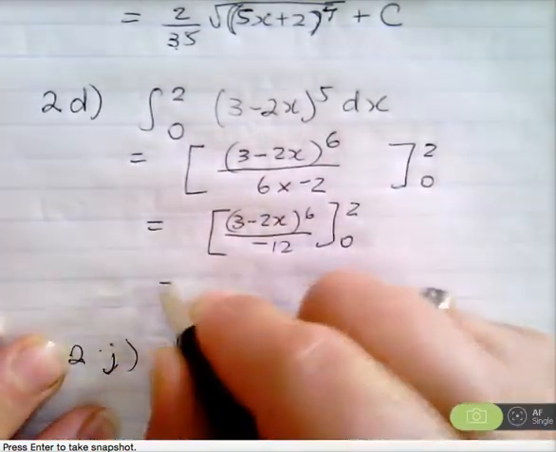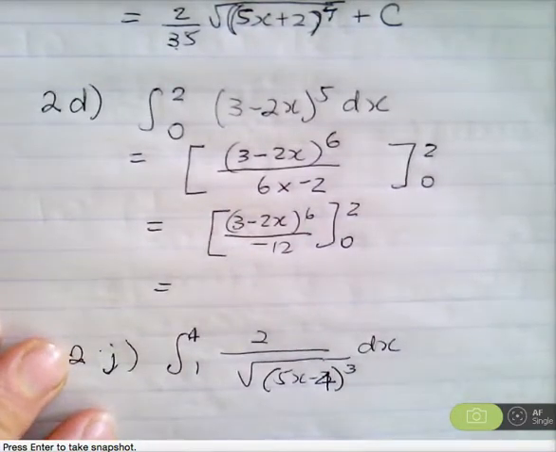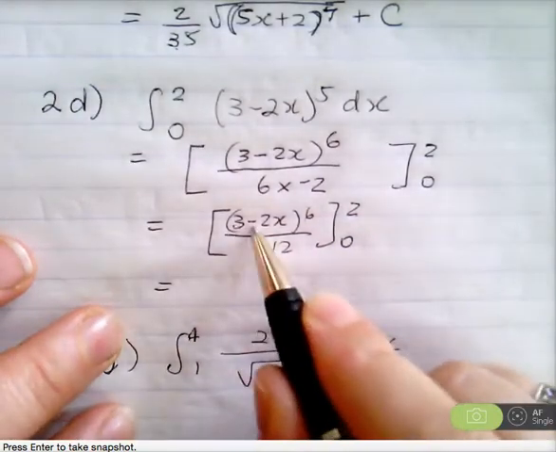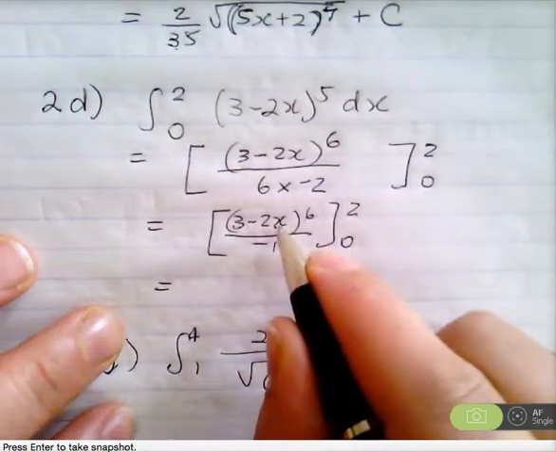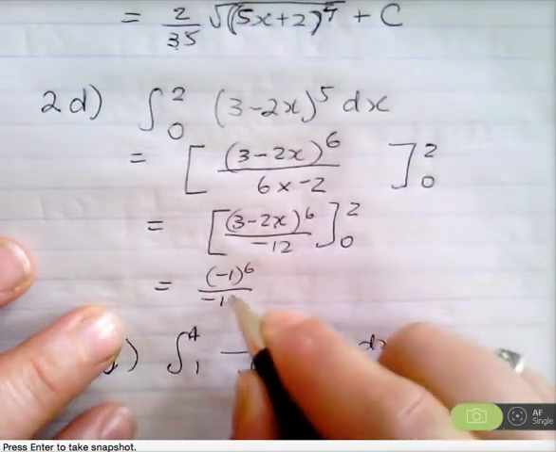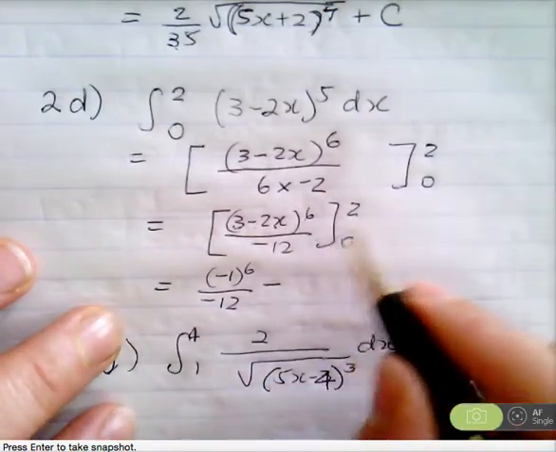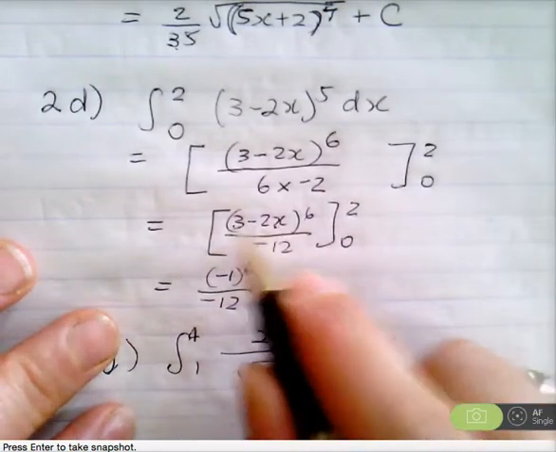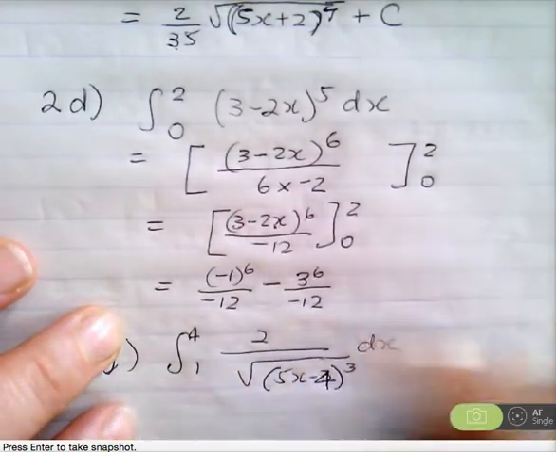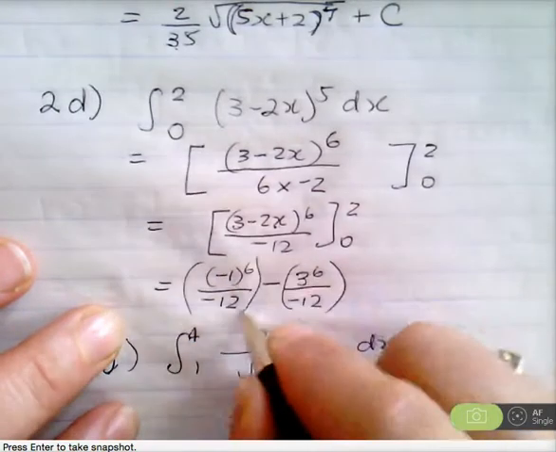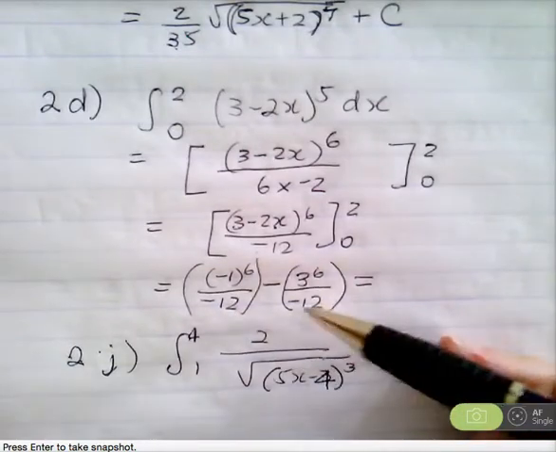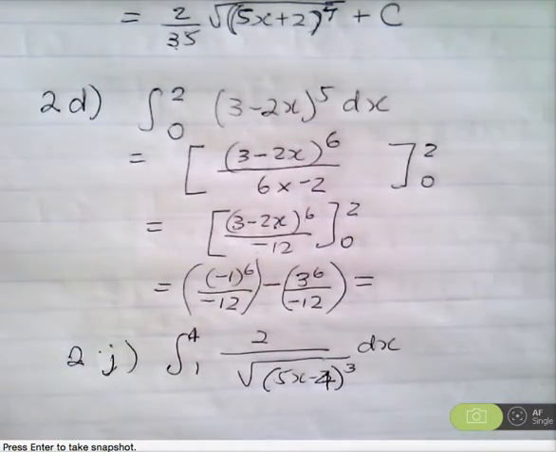And we're substituting 2 and then 0. When we substitute 2, girls, just work it out. What's 3 minus 4? Negative 1 to the power of 6 over negative 12. Take away. When you substitute in 0, you get 3 minus 0, so you get 3 to the power of 6 over negative 12. Please do not forget to put the negative on the denominator for each of those and to put the minus sign in between.